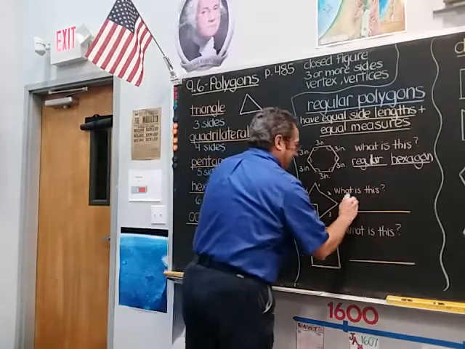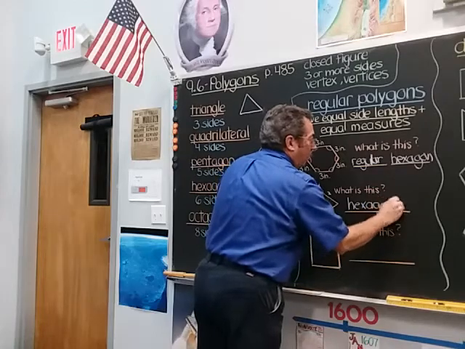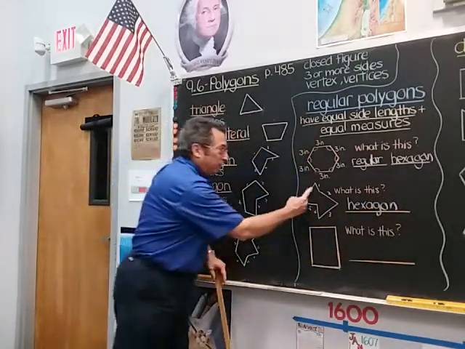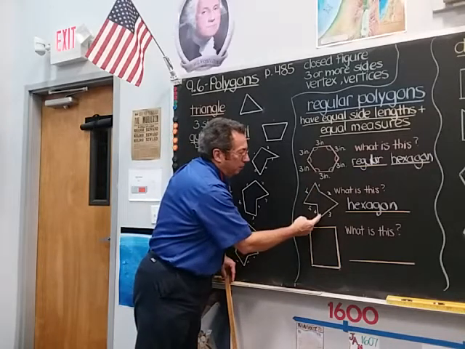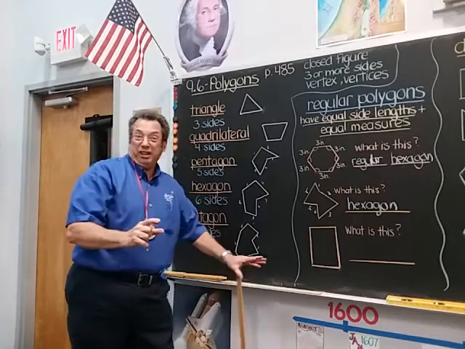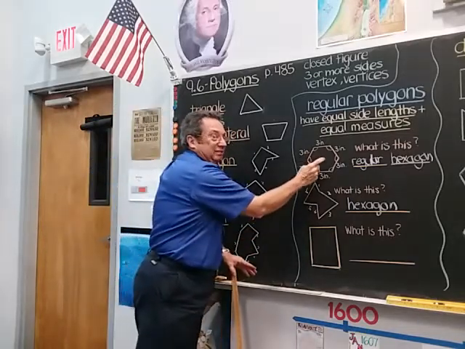It's a hexagon. You don't call it a regular hexagon. Why? Because the sides are not all equal and the angles aren't equal. This angle is very tiny and that angle is bigger. That angle is really big. There are, therefore, different measures for the angles. That is not a regular hexagon. That one is. Everybody see the difference?